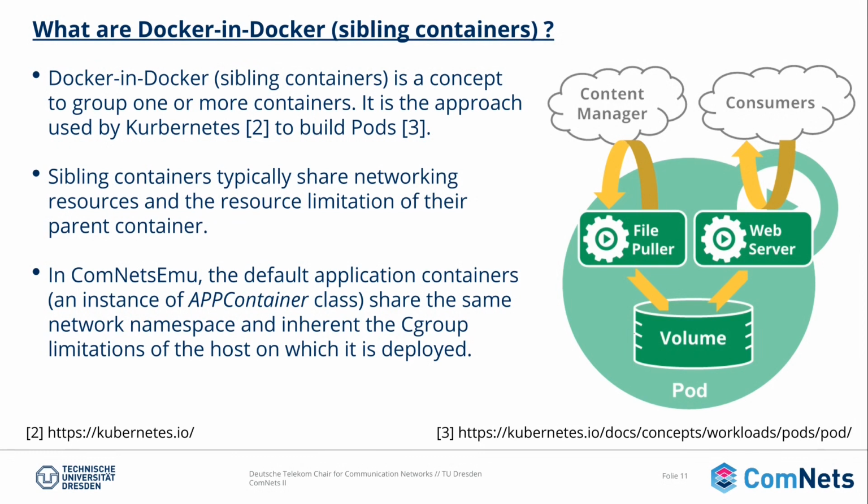Sibling containers typically share networking resources and the resource limitation of their parent container. In ComNetsEmu, the default application containers, which are instances of the AppContainer class in the Python code, share the same network namespace and inherit the cgroup limitation of the host on which they are deployed. That means they cannot use more resources than the resource limitation of the host, and they can only use the network resources of the host.